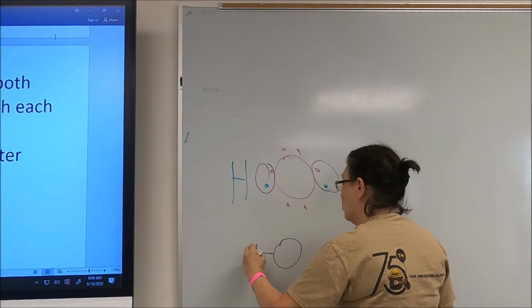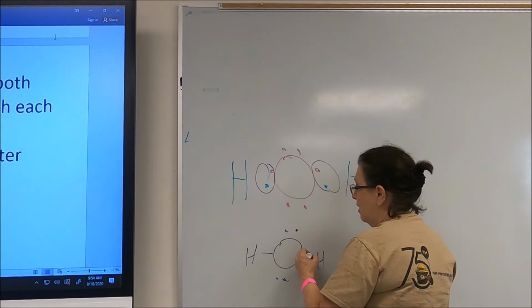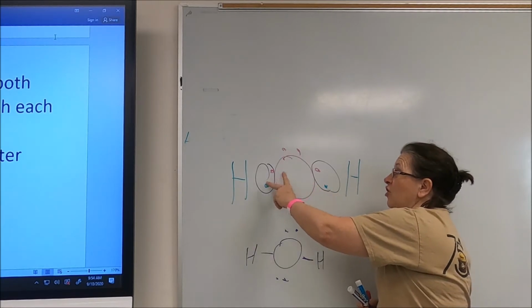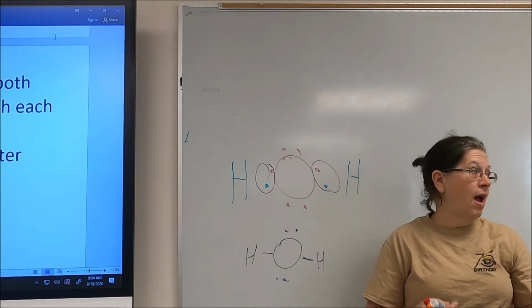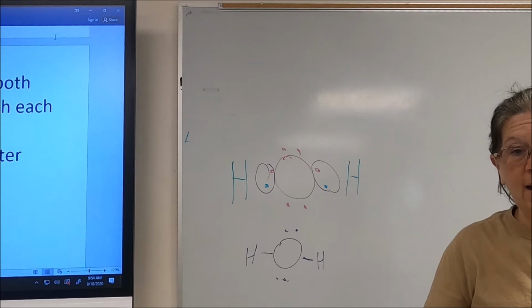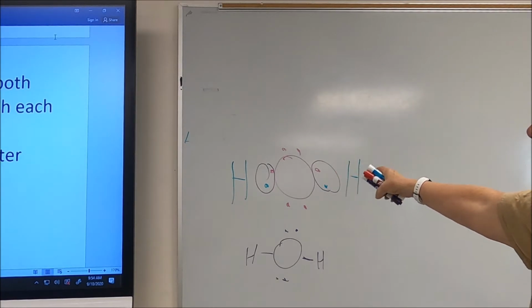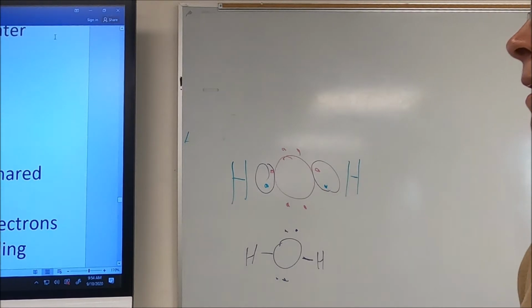So sometimes we'll draw it like this. The line represents the shared electrons. So this oxygen is involved in two covalent bonds with two different hydrogen atoms. A single atom, depending on what it is, could make more than one connection with other atoms. So this oxygen has made connections with two other atoms.